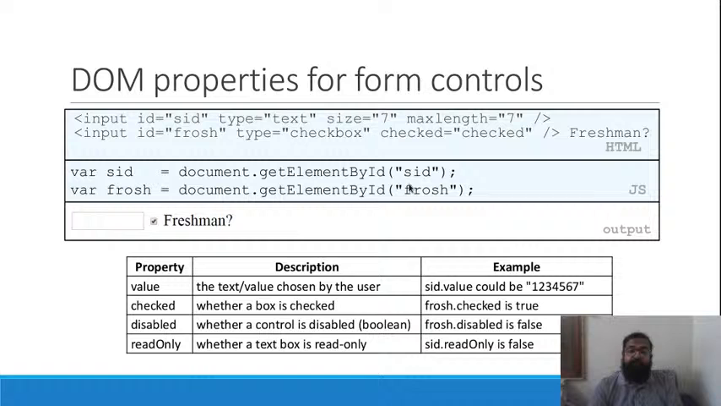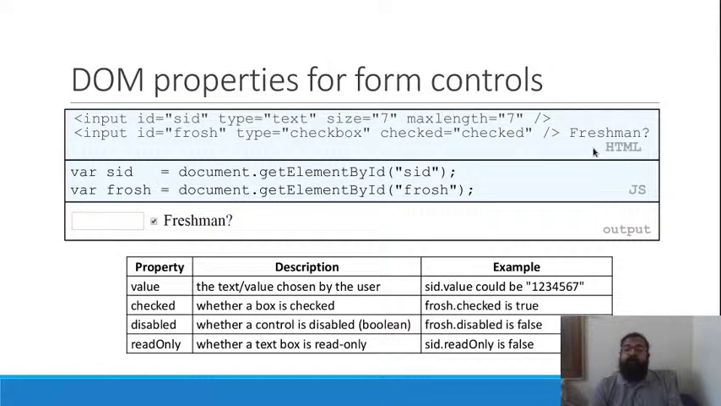Which are very similar. So for example, even if you are using PHP, you would have used something like this, with the same id sid and the same frosh id. So with these you will be using in PHP as well, or in Python, or whatever programming language you may be using. Now in the JavaScript you have var sid is equal to document.getElementById sid, and var frosh is equal to document.getElementById frosh.